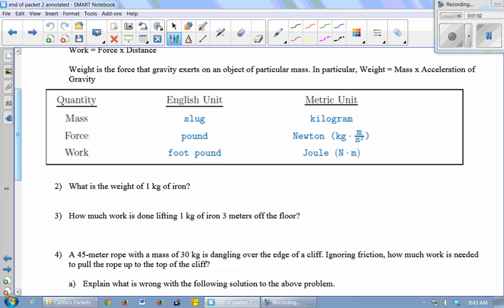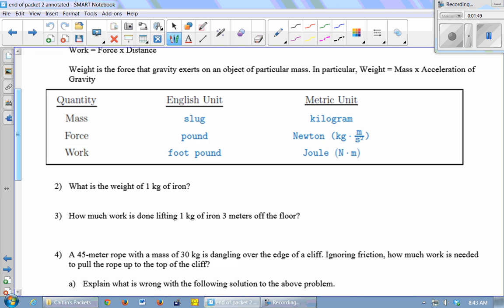So mass: slugs and kilograms. Force: the units are pounds and newtons for metric. And a Newton is just a kilogram times a meter per second squared, right? Because force is mass, kilograms, times acceleration, meters per second squared. We call that a Newton. And then work is force times distance. So in English units, we call it a foot-pound. And in metric units, we do newtons, a measure of force, times meters, a measure of distance. We either say Newton meters, or another word for that is a joule.